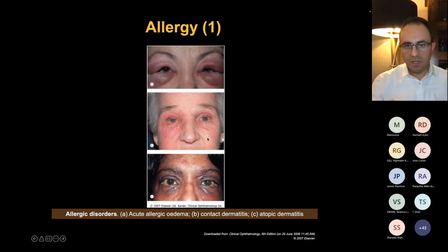This is another type of allergy, but this is related to eye drops. So if you see any patient, especially a glaucoma patient, who comes to you with crusty, dry skin around the eye, even if the eye can be watery and red, before treating this as a bacterial conjunctivitis, the most common reason all the time is the glaucoma drops.